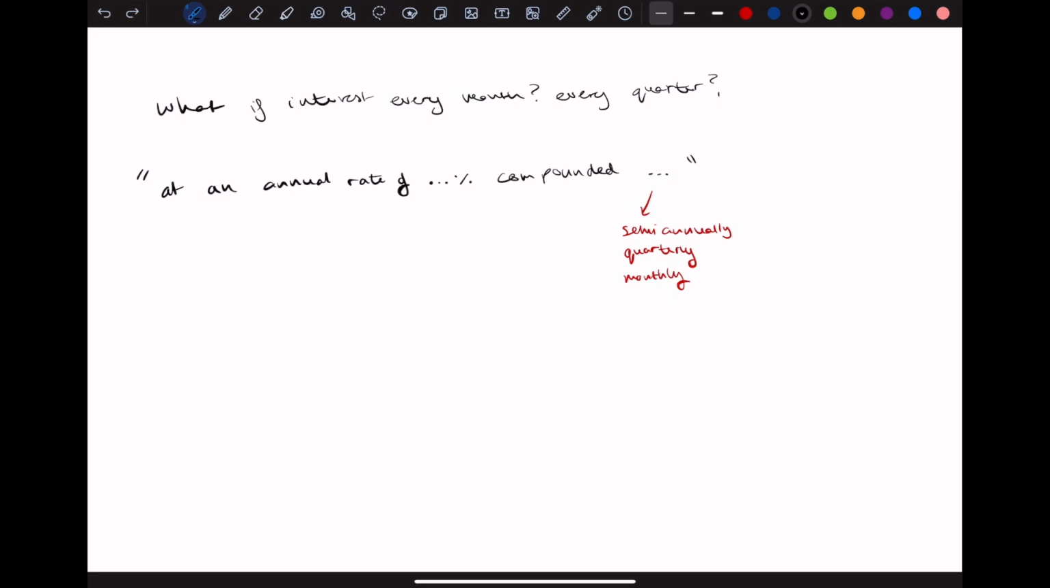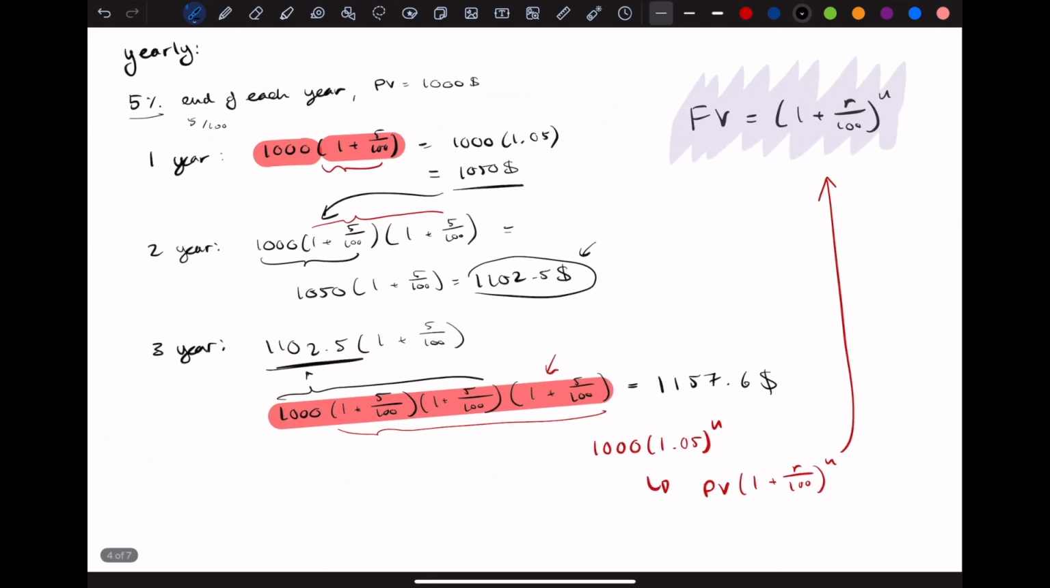Well, it means that instead of having 3% at the end of each year, you're going to have 3% overall yearly, but those will be split into further time periods. So for example, if you had 3% quarterly, then every single quarter you would get 3/4% on your money. If it was semi-annual, you would get 1.5% on your money. If it was monthly, then you divide 3 by 12 because there's 12 months in a year, and you would have 0.25% each month.